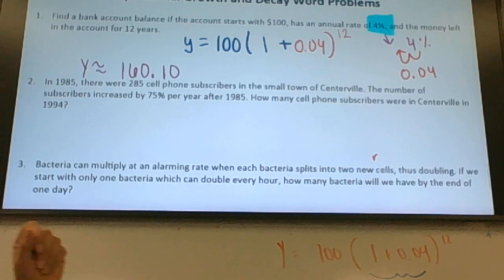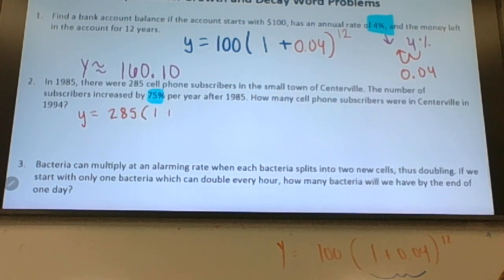Anyway, so cell phones, the technology can increase very quickly because it grows exponentially. So this is the case of that. These cell phones went up 75% per year. That's kind of unheard of in other industries. So we're starting with 285. We always do 1 plus. The rate is 75%, and it started in 1985. They want to know how many were there in 1994.